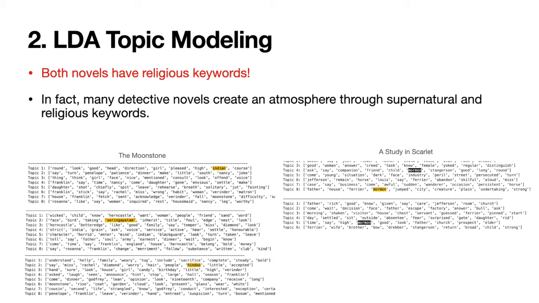Next is LDA topic modeling. Both novels contain religious stories. Religious keywords such as Hindu, Indian, and Mormon appear. This can be said to have influenced the frequent use of religion and supernatural phenomena in detective novels to create a mysterious atmosphere.